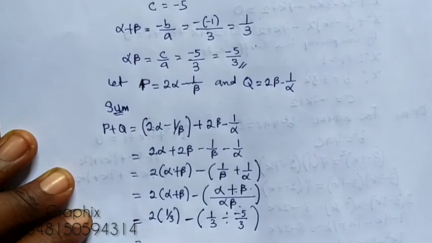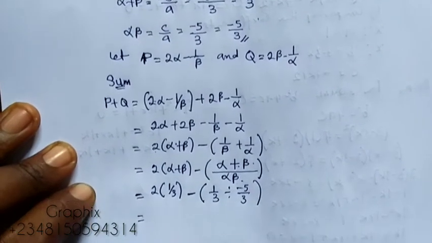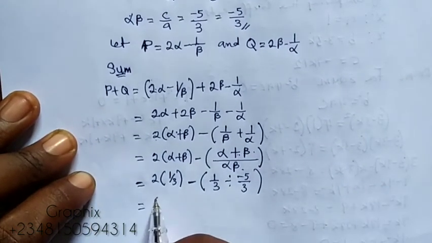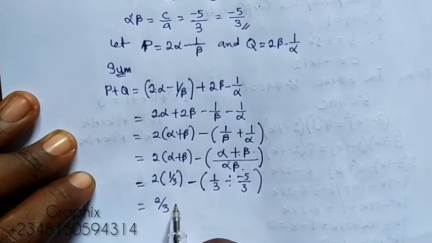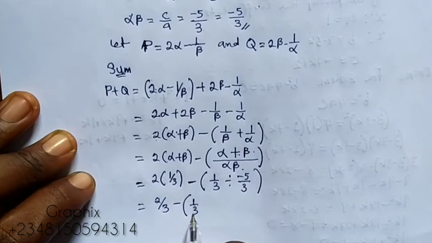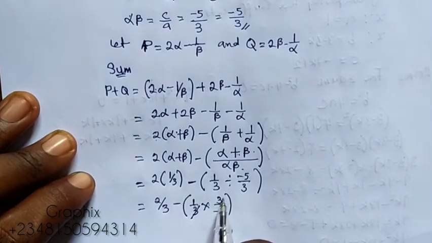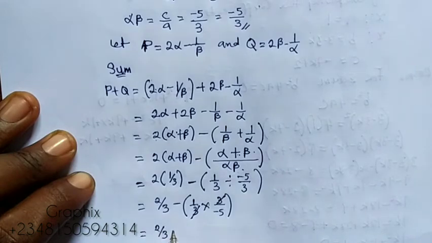So from here we'll be having 2 all over 3 minus open bracket 1 over 3. If I change the divide to times, it will give me 3 over minus 5. So 3 will cancel 3. So we'll be left with 2 over 3 minus what? 1 over 5. This negative times this one will become positive 1 over 5, right?